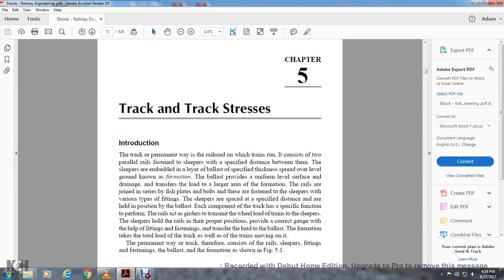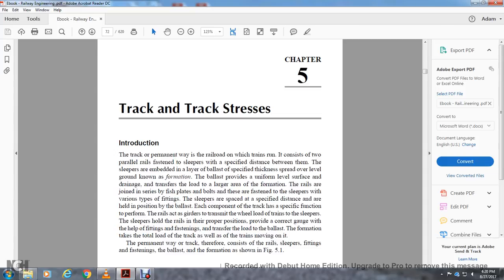Each component of the track has a specific function to perform. The rails act as girders that transmit the wheel load to the sleepers. The sleepers hold the rails in proper position, provide the correct gauge, and hold the fittings and fastenings, and transfer the load to the ballast. The formation takes the total load of the track as well as the trains moving on it.